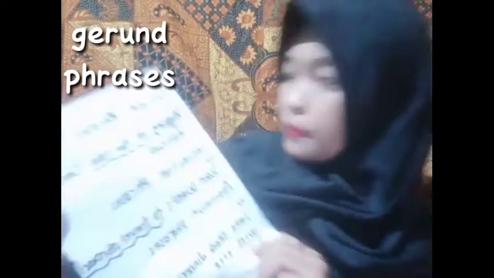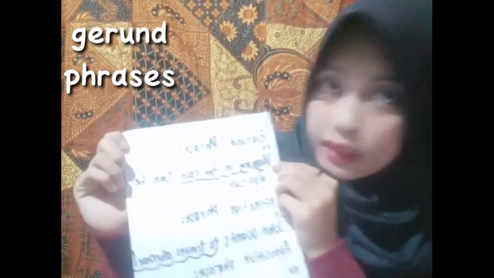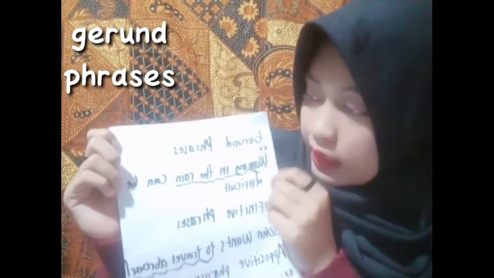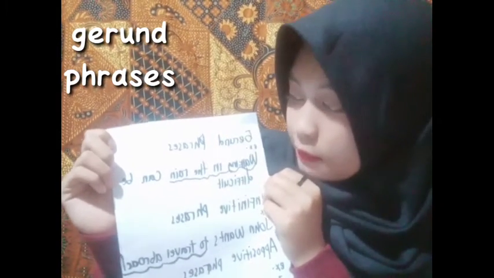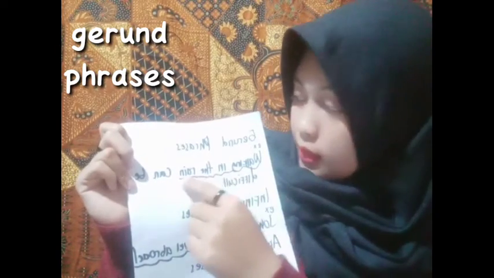Okay. Next, gerund phrases. A gerund phrase is simply a noun phrase that starts with a gerund. For example, a gerund phrase is: walking in the rain can be difficult. The underline is the gerund phrase.